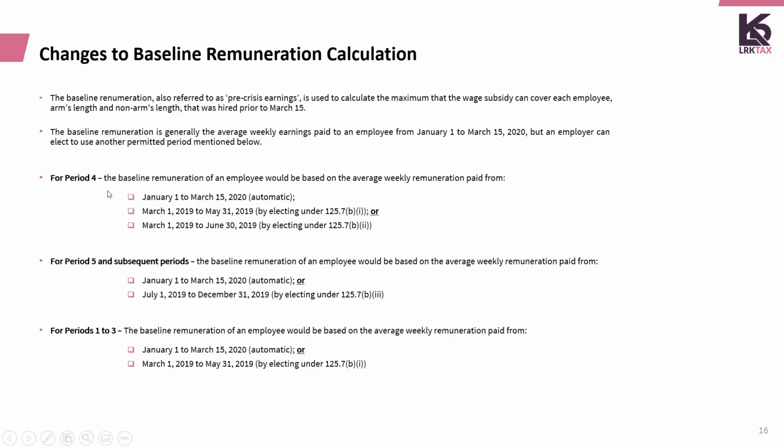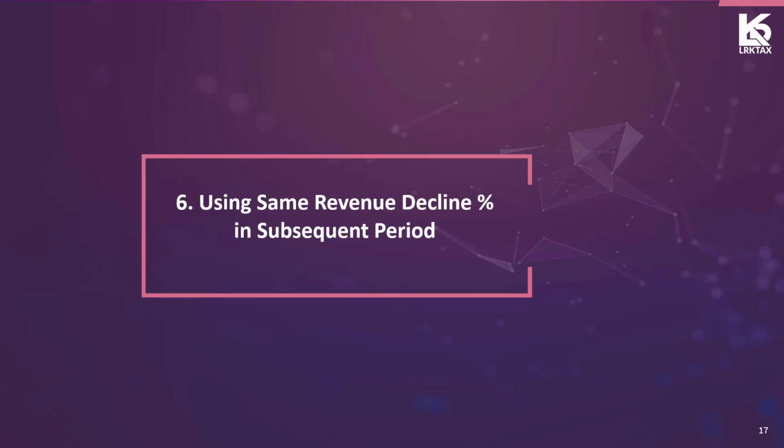So for period 4, same thing. You would have your January 1st to March 15th as your default baseline remuneration period, but you can choose other periods, especially if you paid more in these particular periods. Same thing for period 5 and subsequent periods. January 1st to March 15th, default period. But if you found out you paid yourself more, July 1st to December 31st, then you can use that particular period.